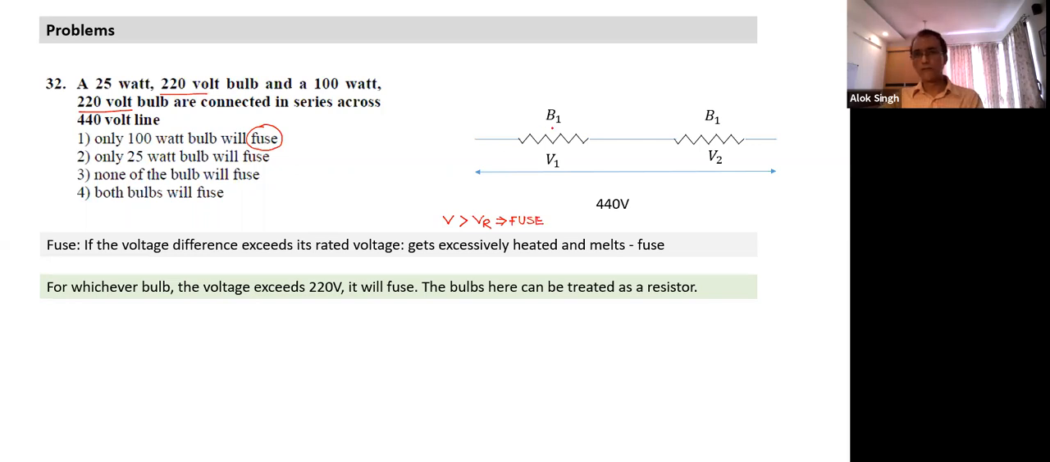This is bulb B1, and the second bulb is B2. So there are two bulbs, B1 and B2. And what is the voltage applied? We applied a potential difference of 440. I'll do it in a slightly different way also. The potential difference across bulb B1 is V1 and across the other is V2. What will V1 plus V2 be equal to?